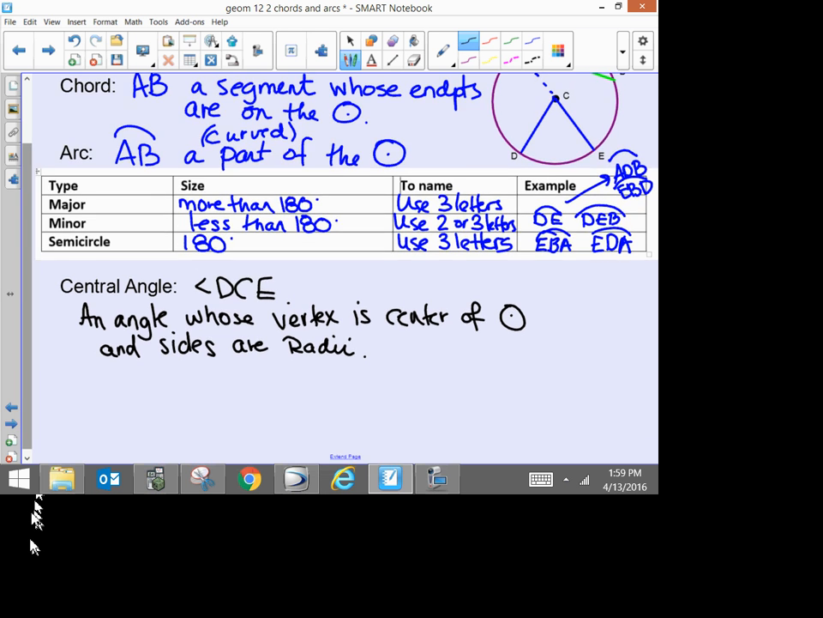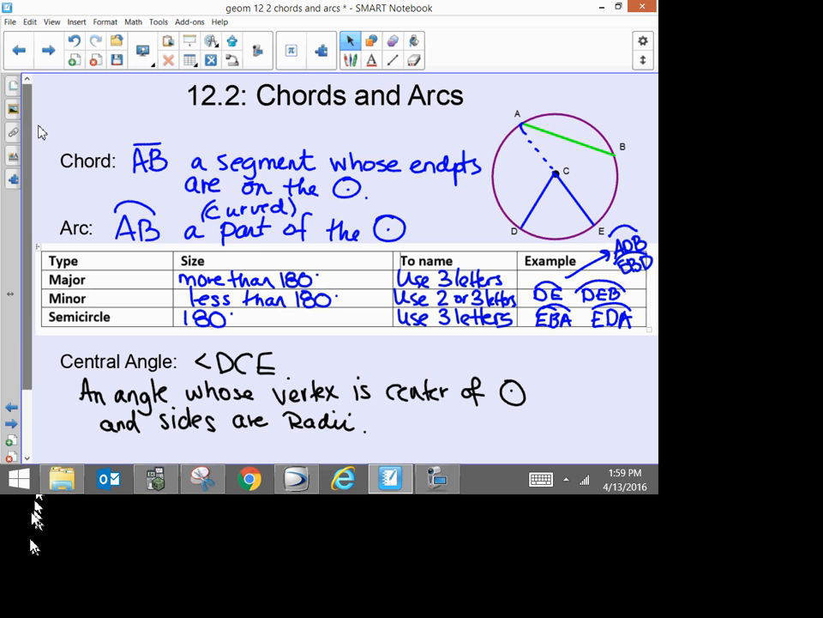It's an awkward word to say, isn't it? I don't like that one. I don't want it written or spoken. Exactly. Right, yes, it's a little awkward. Okay. All right, any questions about the vocabulary? That's what we're going to get into. Chords and arcs, arcs and chords.